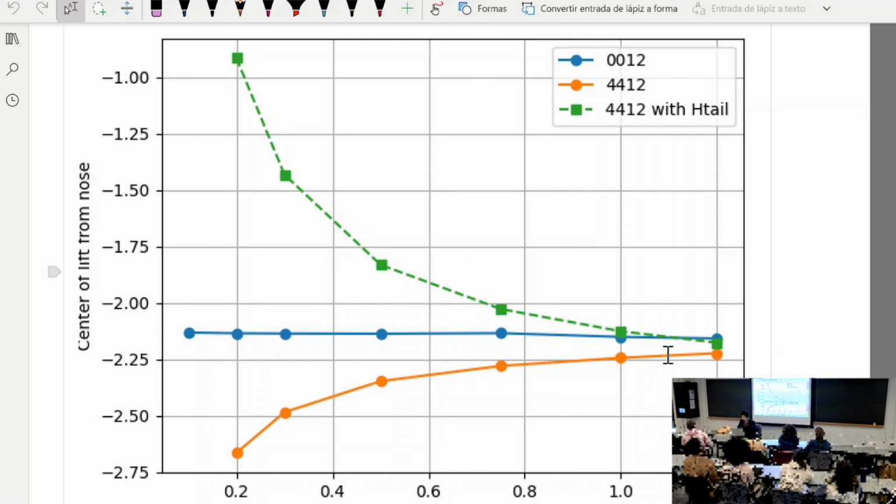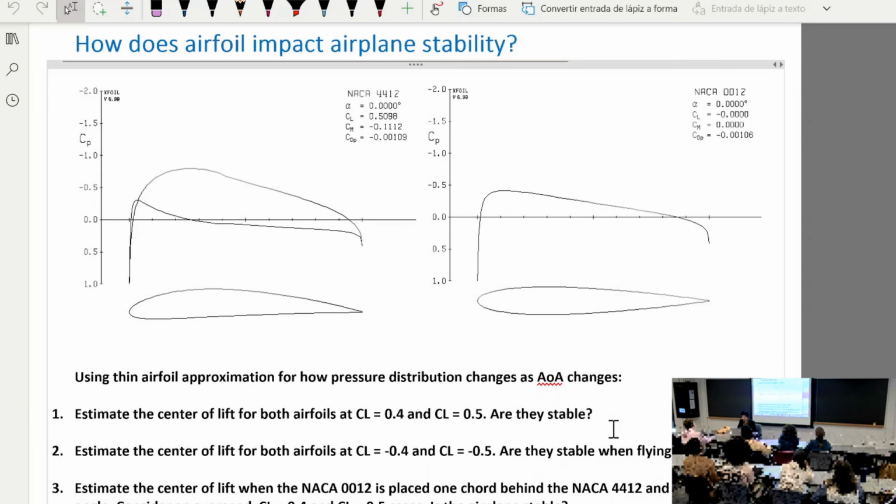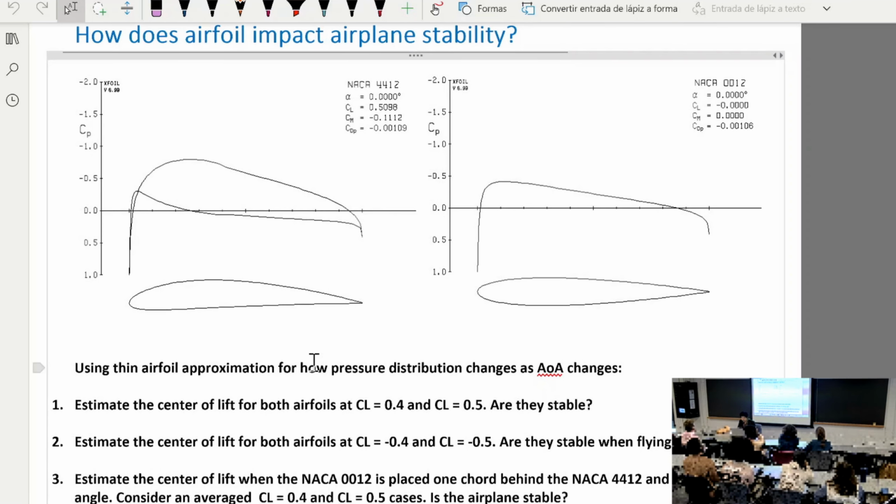So why is that the case? Let's do a little bit of math using thin foil theory to figure that out. I have the 4412 over here, and I gave you at 0 angle of attack what CL and CM are. The symmetric airfoil is of course all 0 at 0 angle of attack. Based on these numbers plus thin foil theory, estimate the center of lift for both airfoils at CL 0.4 and 0.5.